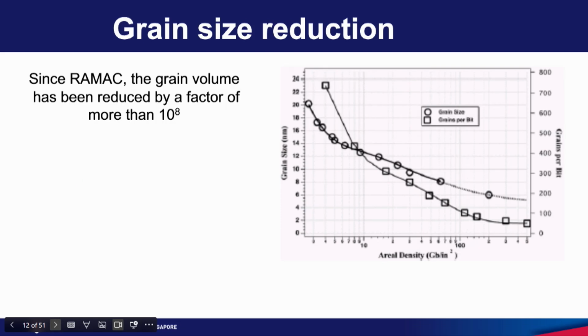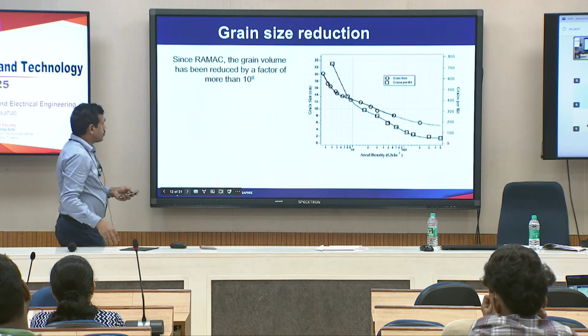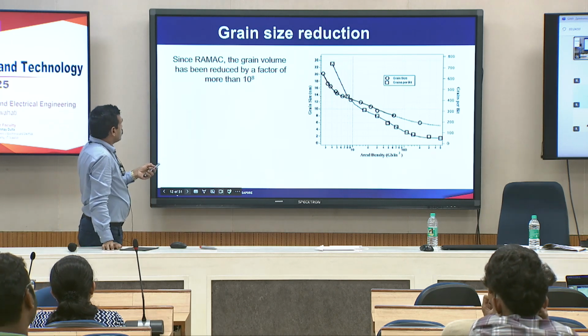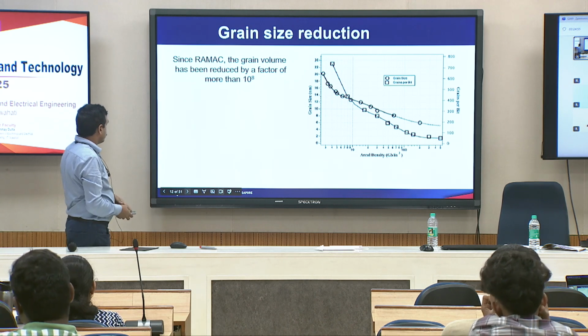If you look at the history of grain size, this is the increasing areal density. As you pack more and more bits, you can notice that the grain diameter keeps reducing. We are reducing the diameter of the grains as much as possible as technology grows.